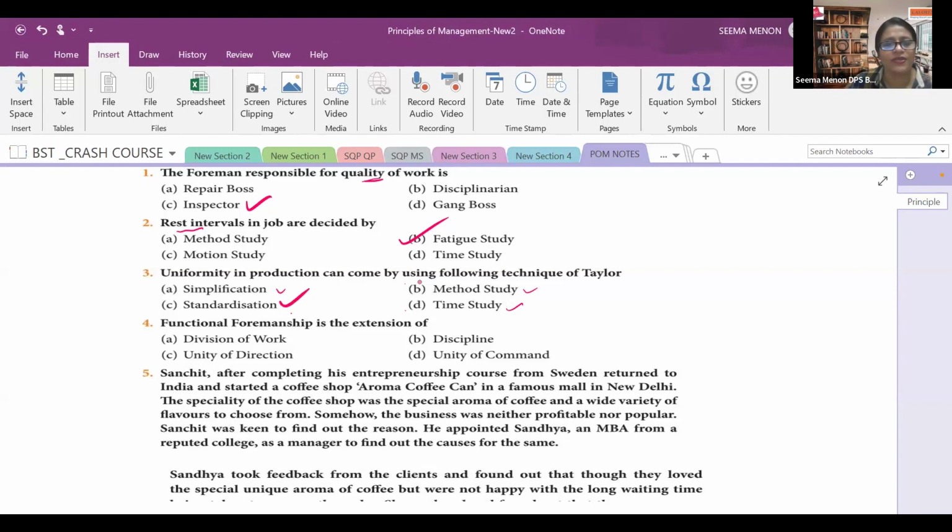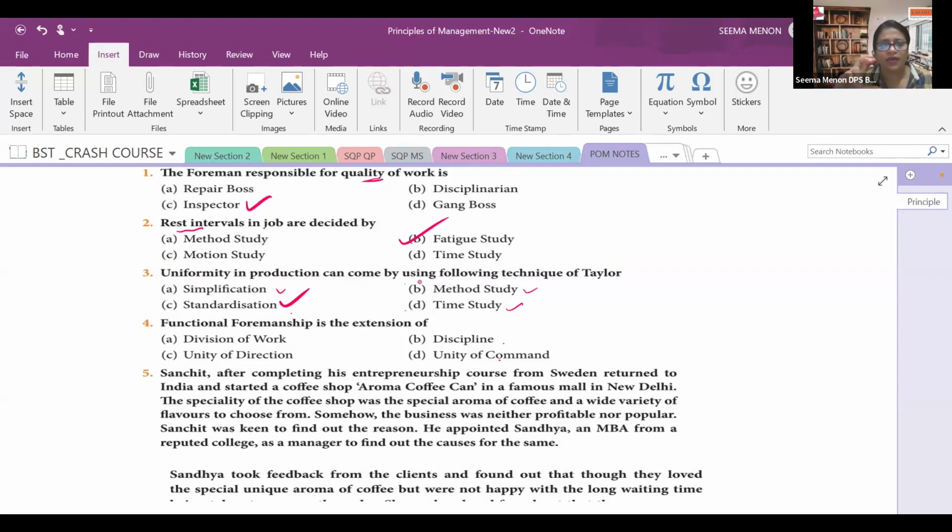Functional foremanship is the extension of what? What do you mean by that? Because here you can see discipline, unity of command, unity of direction, division of work. All these are the principles of management, that means modern management by Henry Fayol. So functional foremanship is a technique of scientific management.